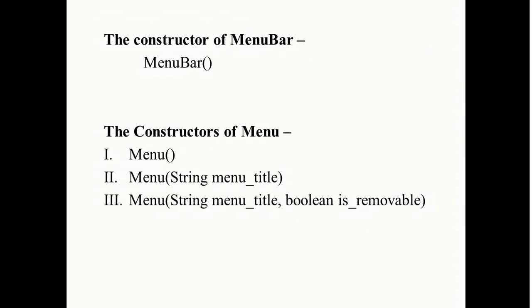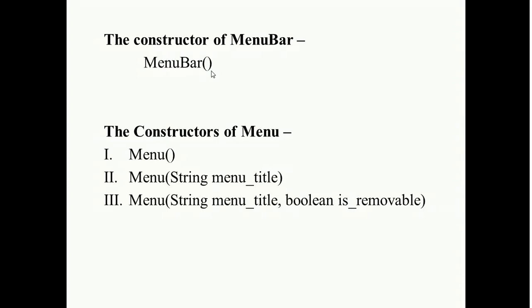Now next see the constructors of the menu bar. Menu bar has a default constructor, that is menu bar open and close bracket. This class has only a constructor, that is its default constructor, because menu bar does not require any parameters or title or settings. So menu bar has only one constructor, that is a default constructor.